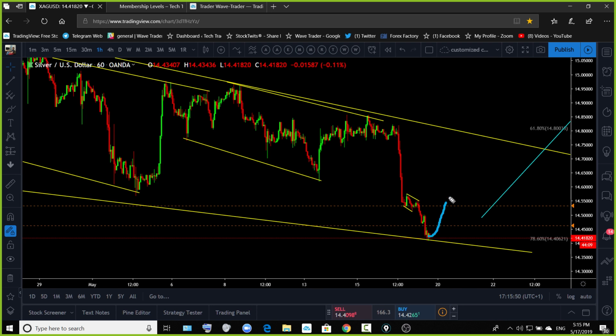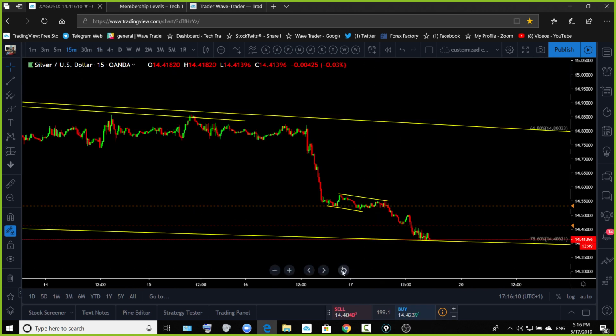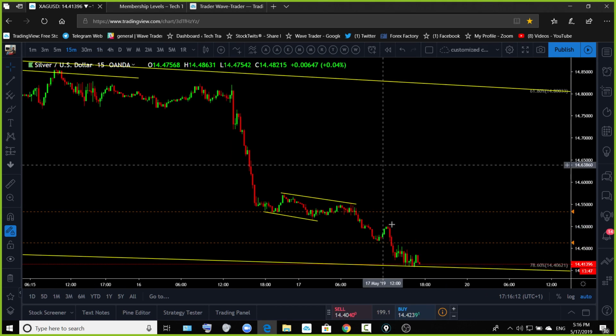Either correct here and then go down, or break the trend, break the descending wedge for continuation to the upside. It is still pushing lower, and we are expecting it to reverse for upside very soon.